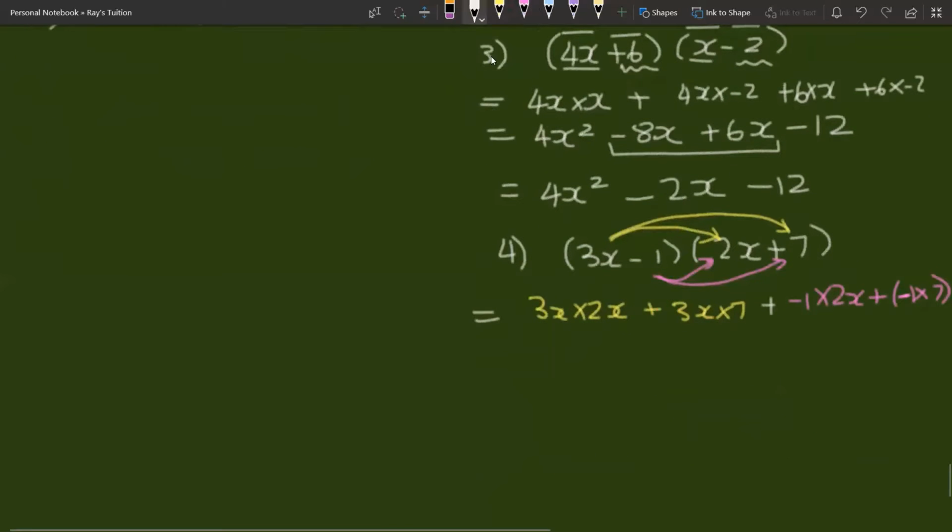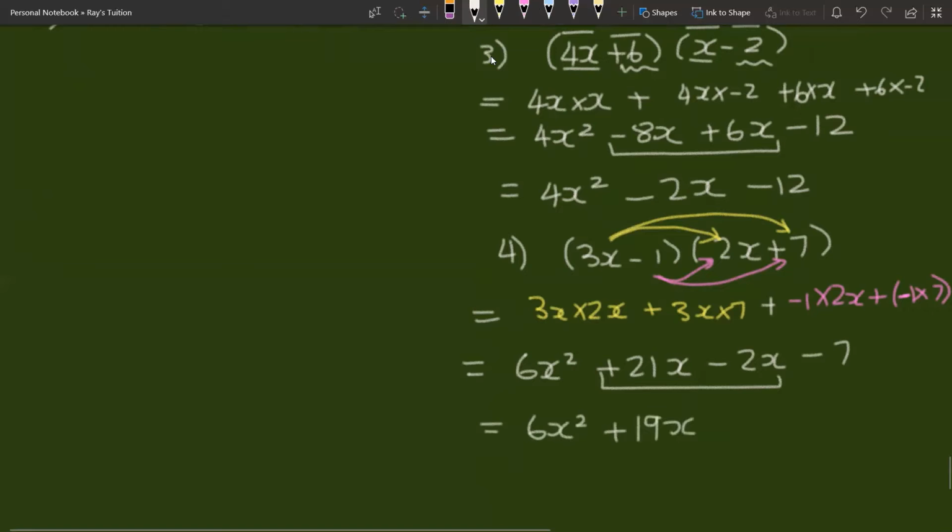Okay, then let us simplify this. 3x times 2x is 6x squared. 3x times 7 is 21x. -1 times 2x is -2x, and -1 times 7 is -7. Once again, those two are like terms, so here we get 6x squared plus 19x, 21x minus 2x, minus 7.